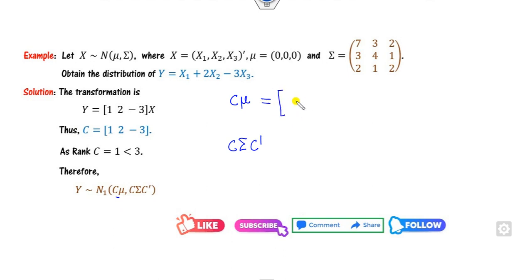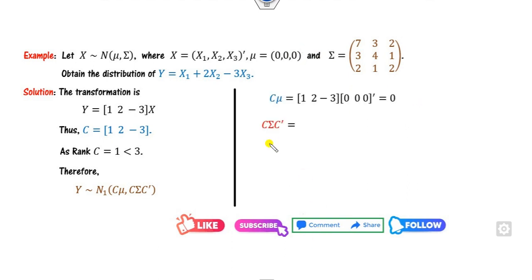What is my C? 1, 2, minus 3. What is my mu? 0, 0, 0. Remember, mu is always a column vector. So if I multiply them, it is 0. Then what is C sigma C transpose? It's 1, 2, minus 3, then sigma 7, 3, 2, 3, 4, 1 and so on.